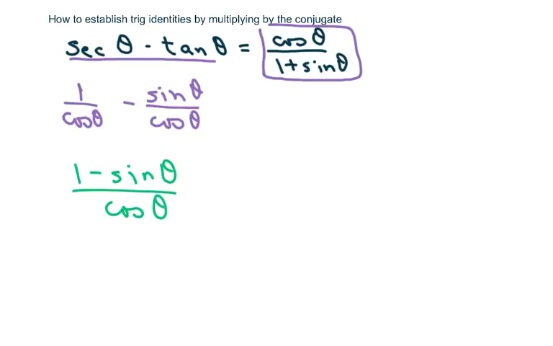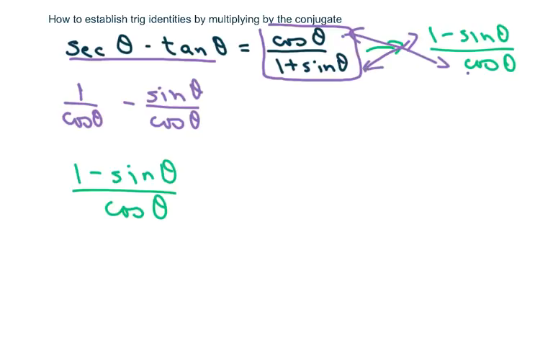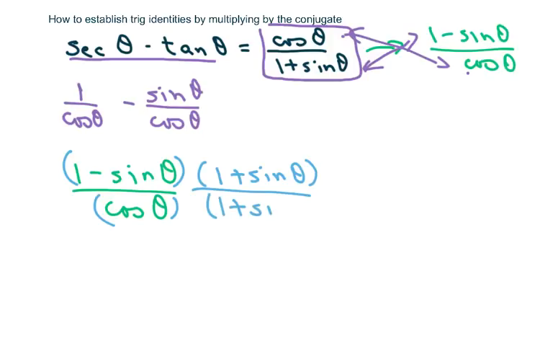Now, when you see this happen, where you have, let me go ahead and write it over here, 1 minus sine of theta over cosine of theta, you see this flip-flop thing going on where the numerator and denominator switch, but the sign is different. That's when you multiply by the conjugate. So what we're going to do is multiply the numerator by the conjugate. And recall that the conjugate is just 1 plus sine of theta. And if you multiply the numerator by the conjugate, you also have to multiply the denominator by the conjugate.